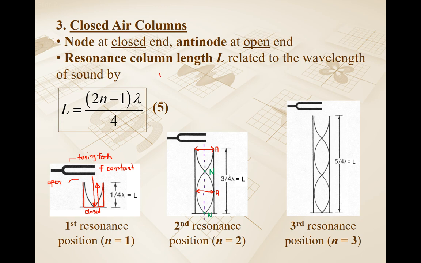So if n equals 1, that'd be your first resonance position, the shortest column length that would result in you getting the really, really loud sound. So L is equal to (2 times 1 minus 1) times lambda, all divided by 4. 2 times 1 minus 1 is 1, so that would just be equal to lambda over 4. The n values here just represent the resonance position that you're looking at, and as you go to higher resonance positions, the column length is going to get larger.